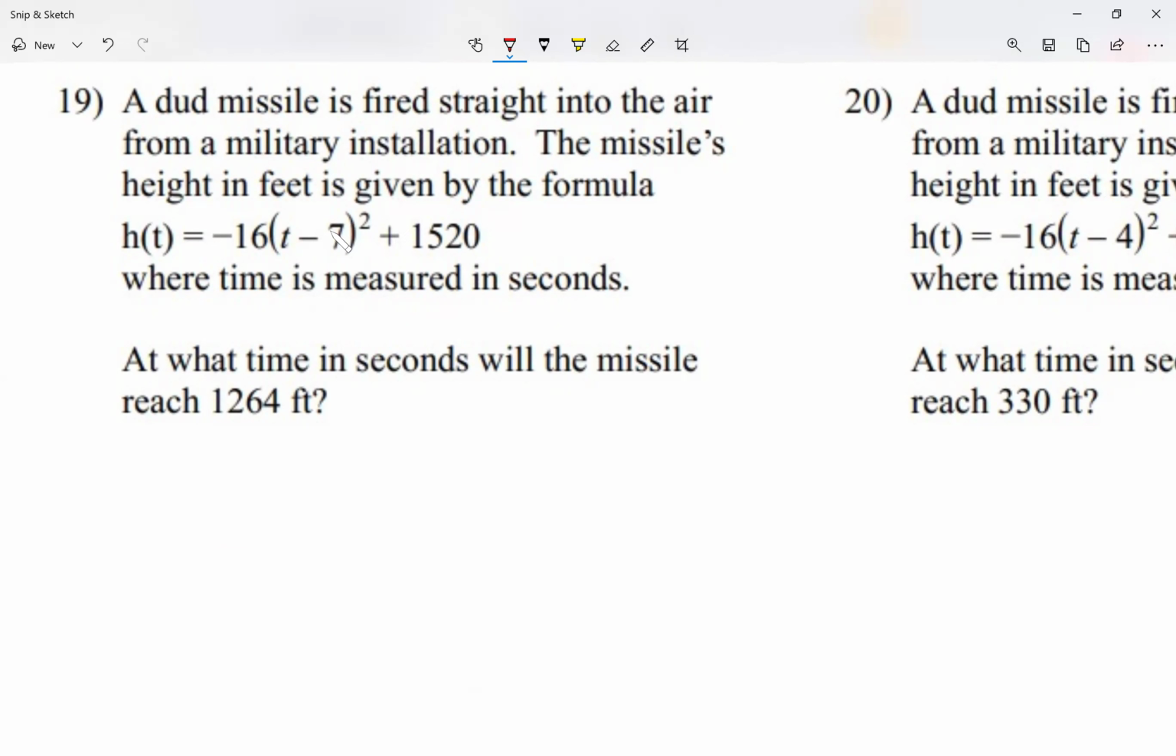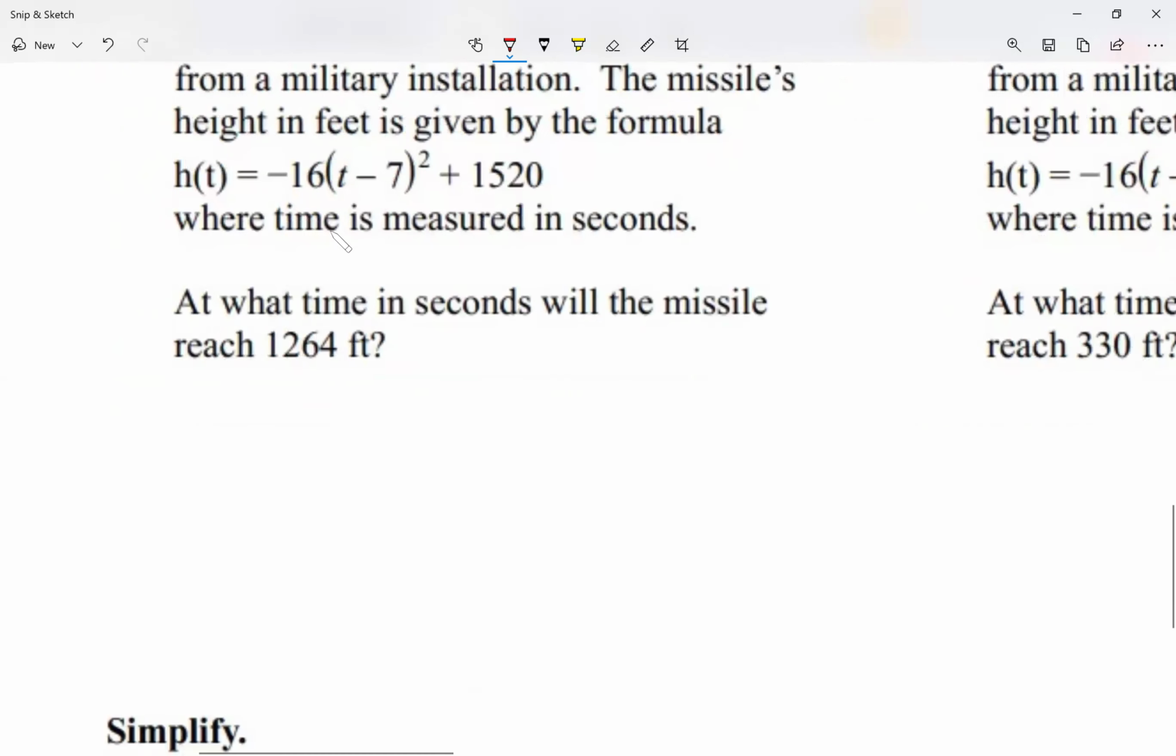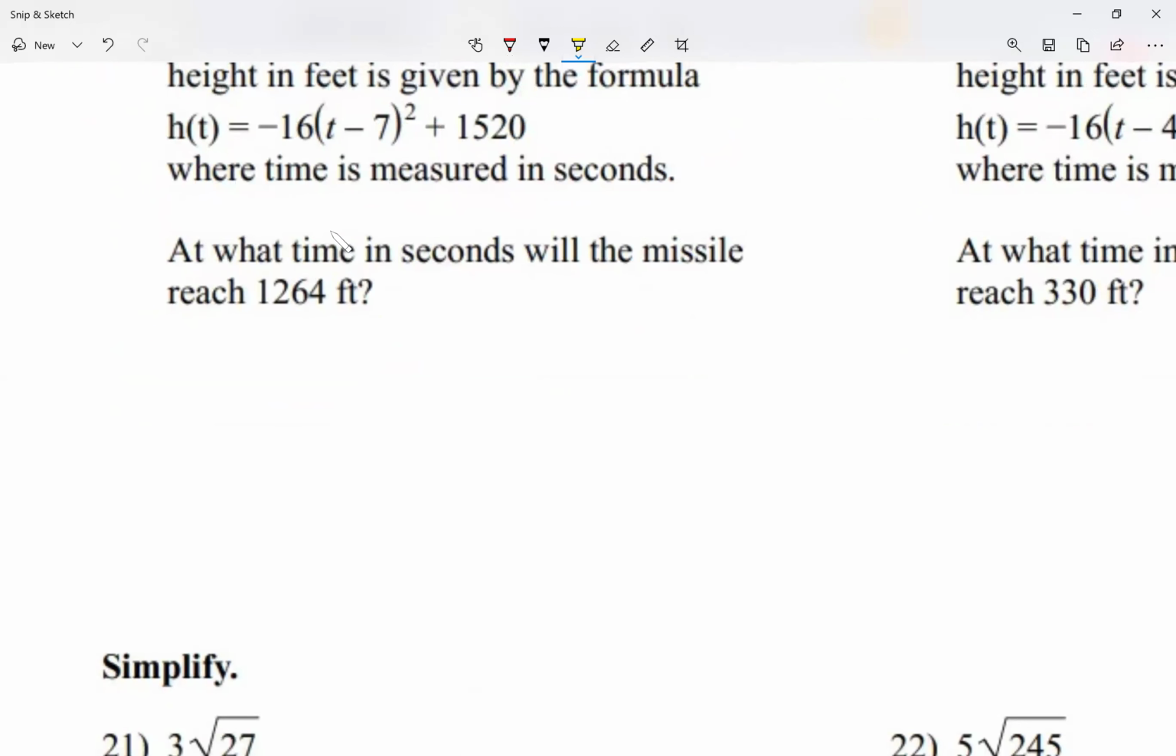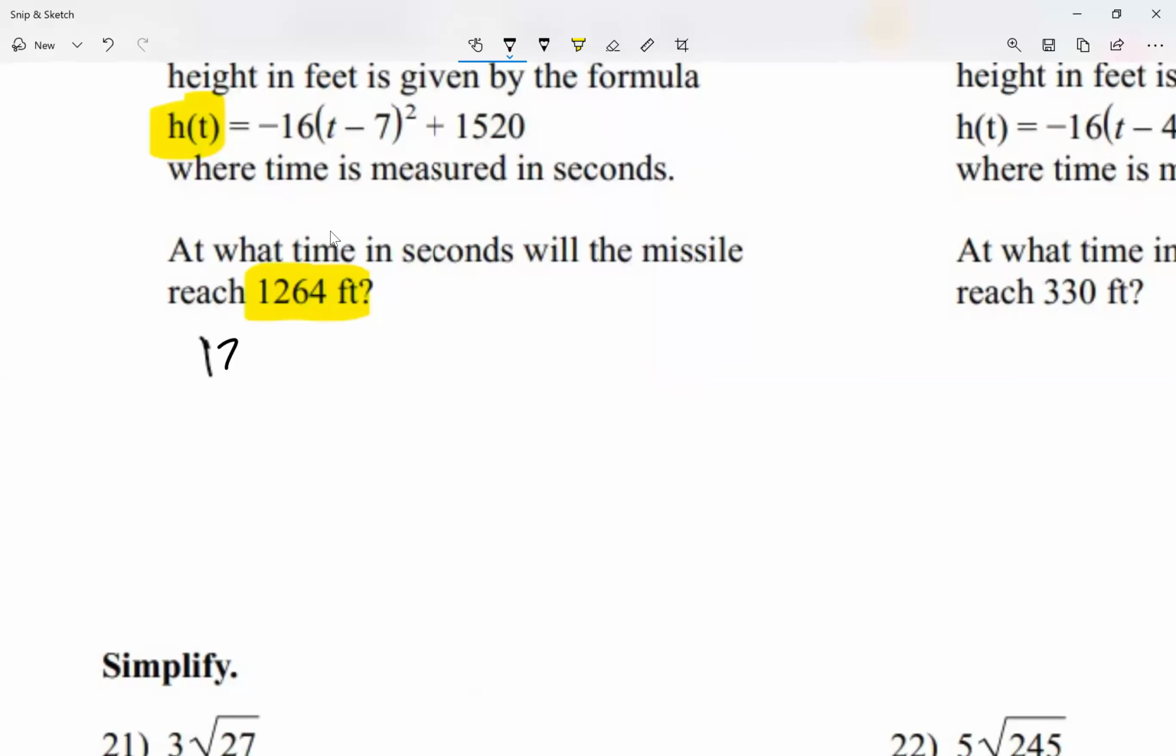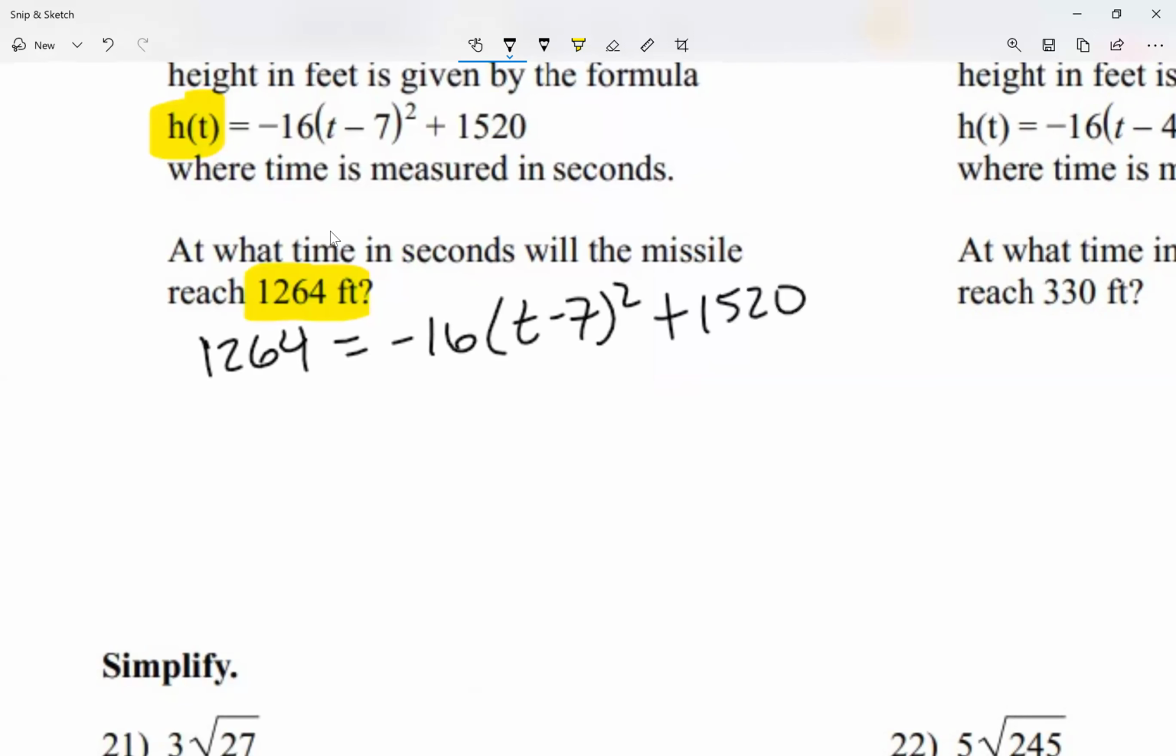Okay, we don't know the time right now, right? So on my equation here, what does this 1,264 mean? That's height. Okay, so I'm going to replace it there. So the way I'm going to work this, I'm going to rewrite this. 1,264 is equal to negative 16 times (t minus 7) squared plus 1,520. You're like, whoa, Mr. Leonzo, these numbers are kind of big. Yeah, missiles tend to go kind of fast.